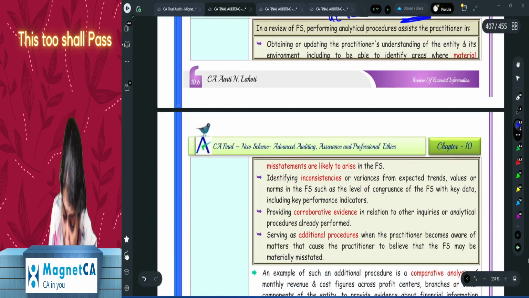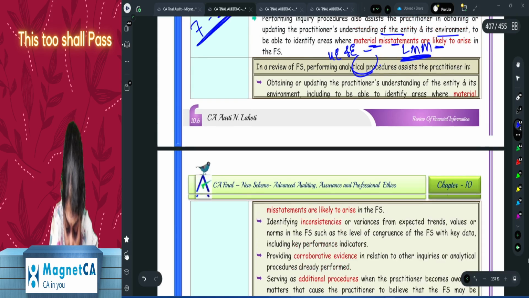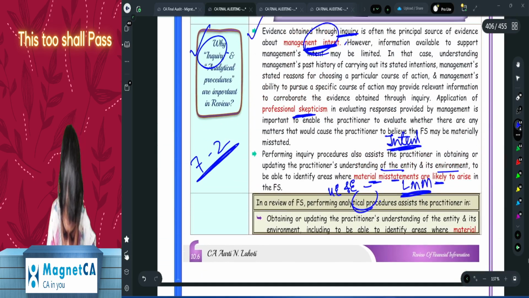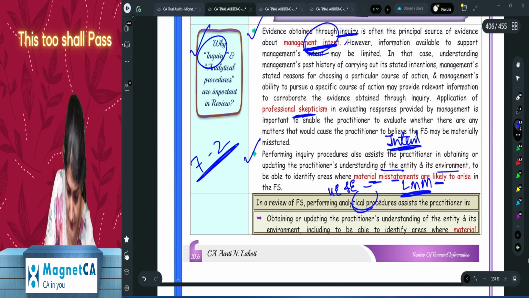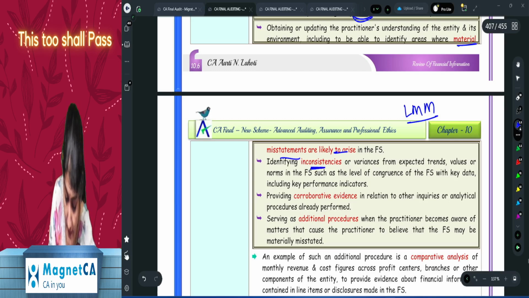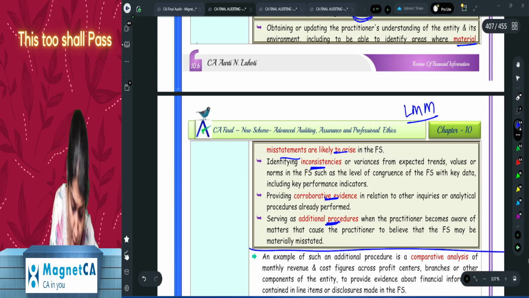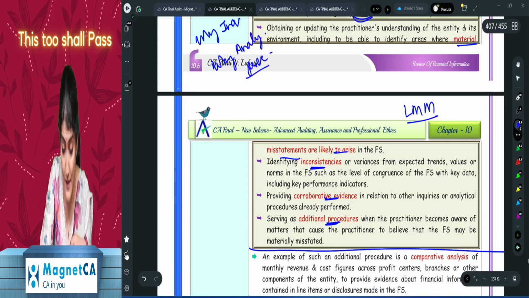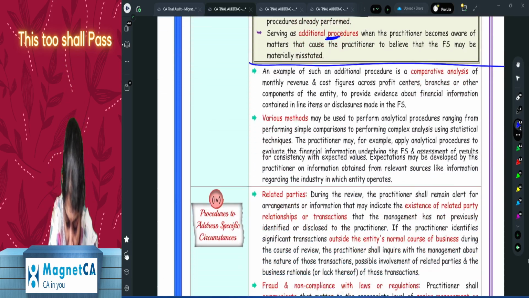Okay. Right? And then why analytical? So why inquiry? For management's intent and the LMM. And for these 2. And then why analytical? It says to identify again whether there is any LMM, likelihood of material misstatement, any inconsistencies, any corroborative supporting evidence, and the additional procedures. Right, so 2 questions over here, why inquiry and why analytical. Before this, what were the 2 questions? What inquiry, what analytical. Now the question is why inquiry, why analytical procedures.